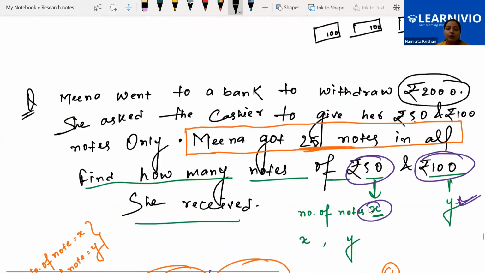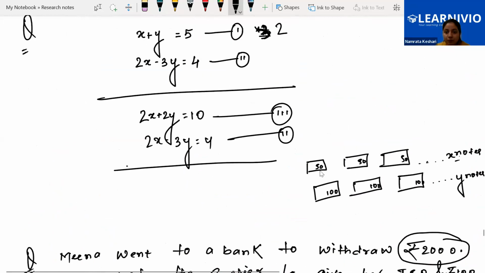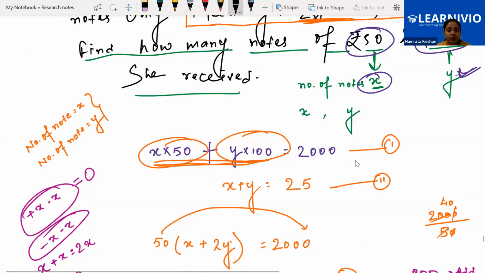So what we realize is that the weightage of one note is 50 rupees, and with x number of notes we get the total amount. The weightage of one note is 100 rupees, and with y number of notes, if we do the multiplication, we get the total amount. The first total amount and the second total amount added together is how many? 2000 rupees. That is how we got our equation number 1.